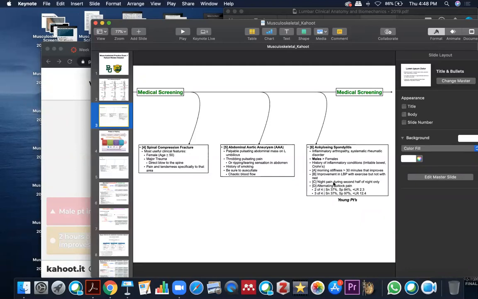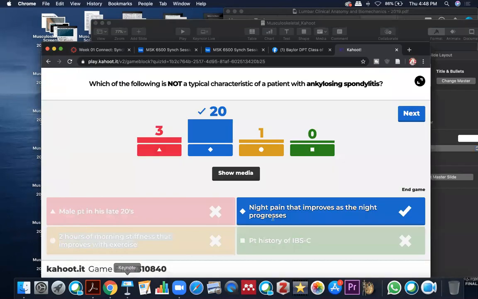And then this one is kind of the one that I flipped. So the night pain that is during the second half of the night. So this one would imply that the worst pain is actually in the first half of the night. Because if it's improving as the night goes on, then that would mean that the first night is worse and the second night's actually better.